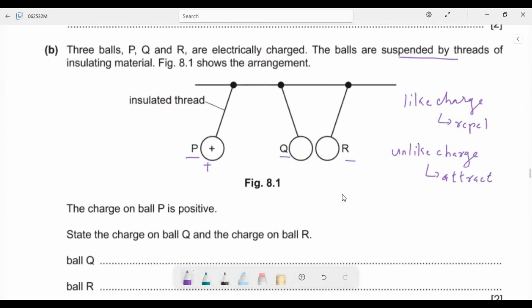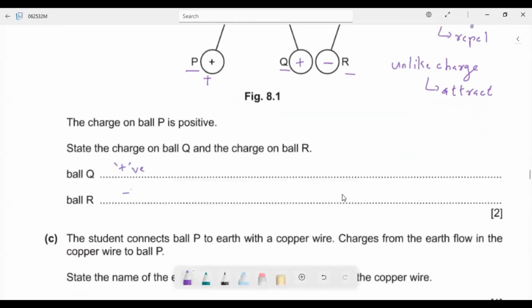So this is moving forward, that is, it is repelling. Repelling means Q should be positive, then only it will repel, like charge. And this Q and R, it is getting attracted. So Q is positive, which means unlike charge attracts, so R needs to be negative. So charge on P and Q is positive and charge on R is negative.